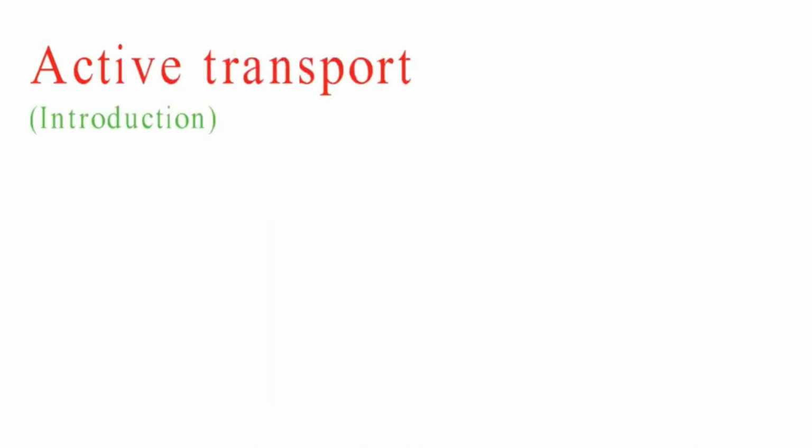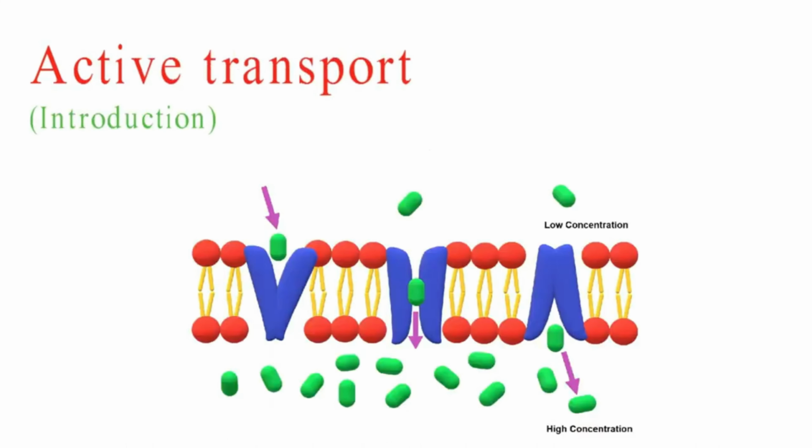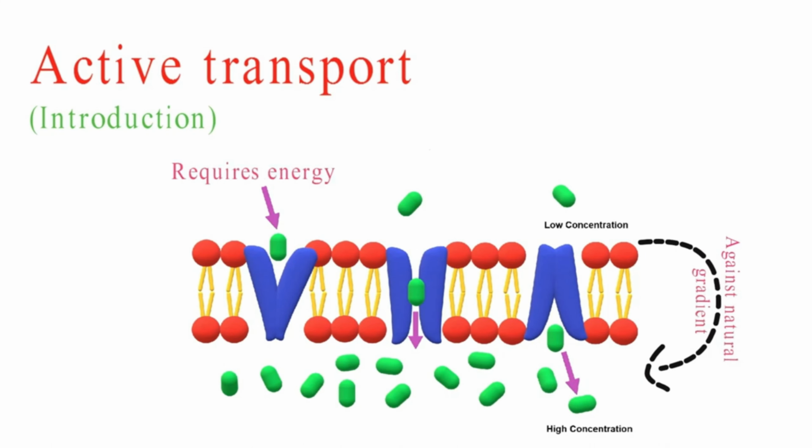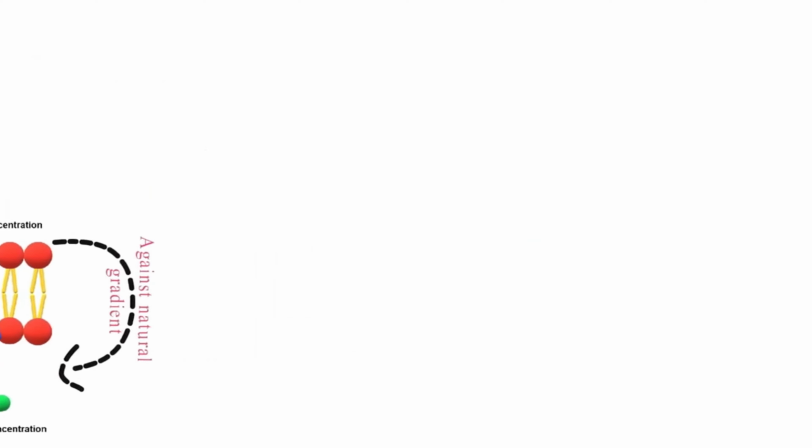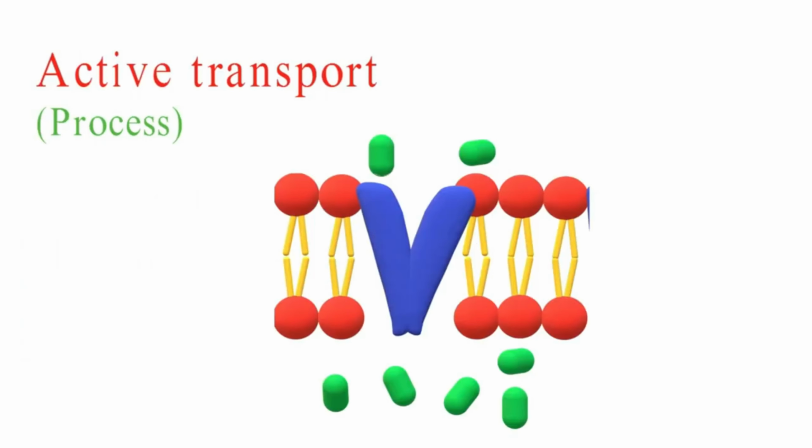Active transport is a remarkable process that allows cells to move molecules against their natural flow, and it requires energy, usually in the form of ATP. So, let's break it down step by step. First, we have transport proteins. These specialized proteins embedded in the cell membrane act as the gatekeepers for active transport.